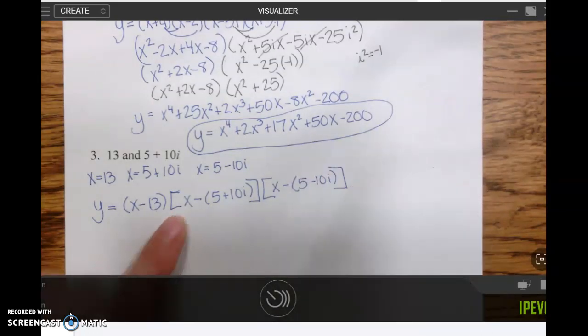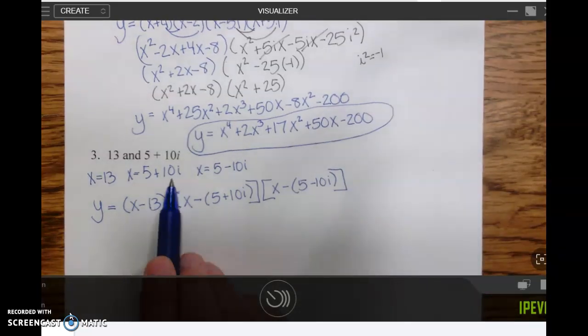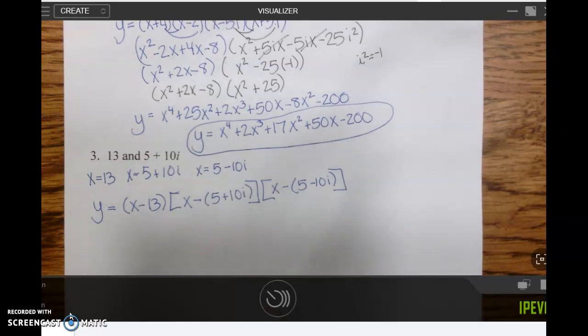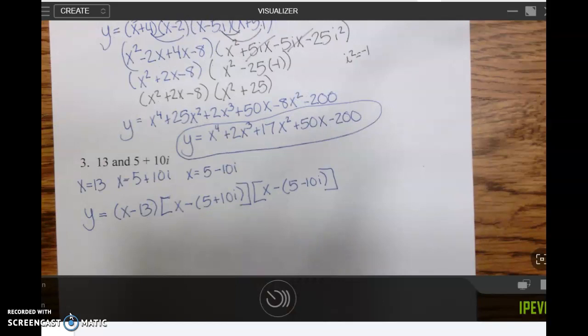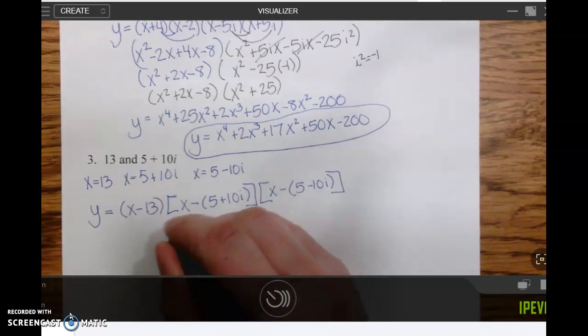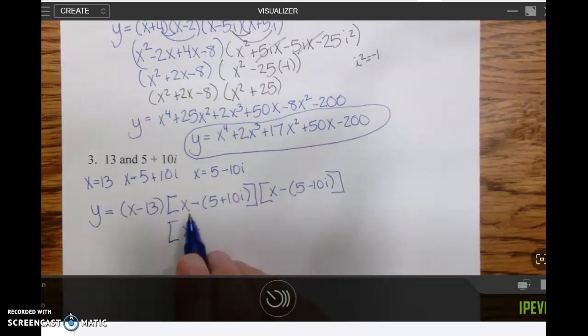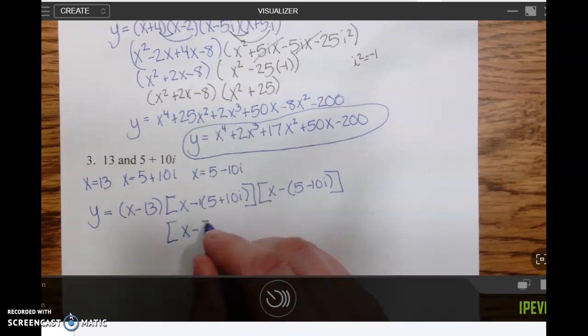So this is the setup when your imaginary numbers have a real part, like the 5, and an imaginary part like the 10i. So we're going to end up with a cubic, and I'm going to start with the big brackets with the imaginary numbers. We have bracket x minus, now we're distributing this negative like it's a negative 1. So negative 1 times 5, that's minus 5. Negative 1 times 10i will be minus 10i.